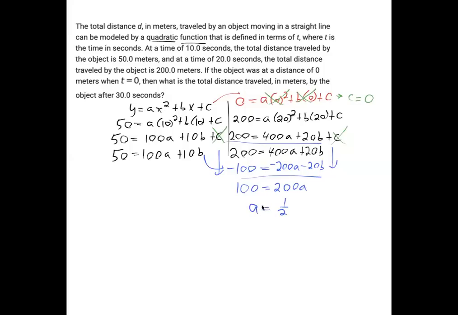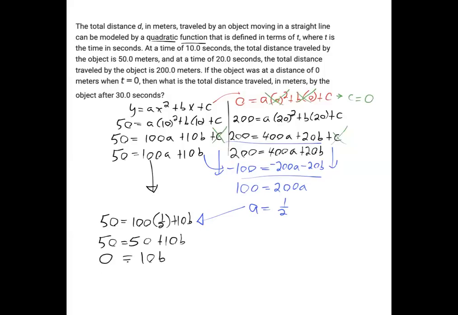So we just figured out what a is. We can take that and plug it back into either equation. Let's take this one right here. 50 equals 100a, which is 1/2, plus 10b. So 50 equals 50 plus 10b. Take away 50, 10b equals 0, divide by 10, and b equals 0 divided by 10, which is 0. So now we've got a is 1/2, b is 0, and c is 0. These are our three variables.